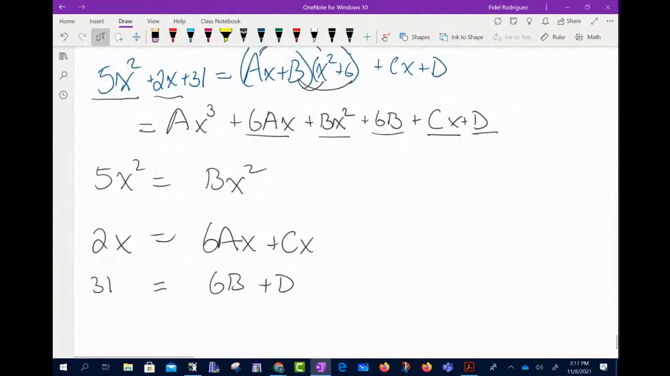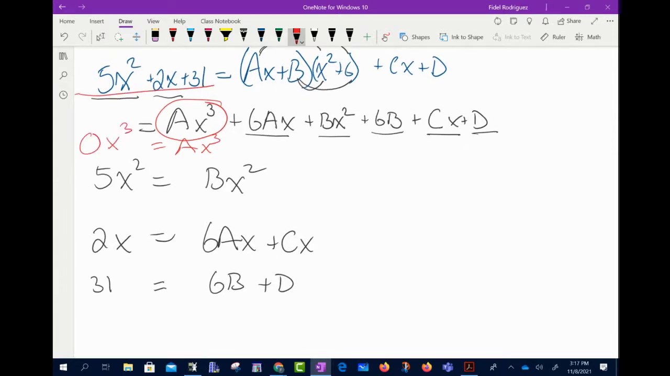I want you to notice something up here. Do you see how this part has an ax to the third? Did we have any x to the thirds in our part over here? That means that the number in front of the x to the third, y'all, is 0, because there's no x to the thirds. That means that a is equal to 0.